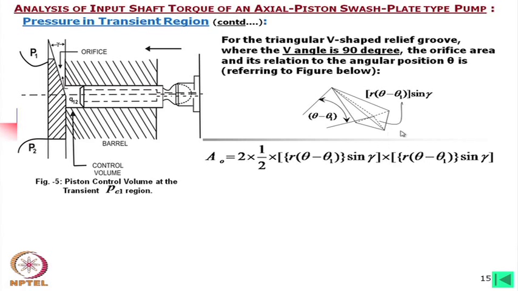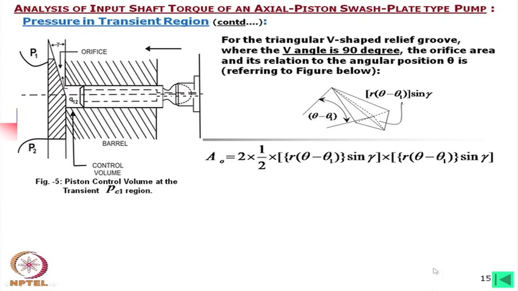we consider this angle. Say this angle must be theta minus theta 1. Theta 1, remember, is not for piston 1, but for the region on the valve plate we have shown. So, theta is the position of any piston, and we subtract theta 1 from theta, but remember this theta, theta 1 is within this zone.